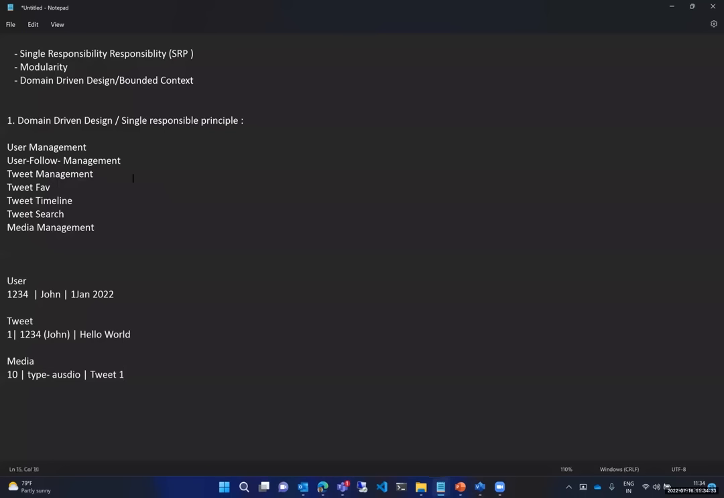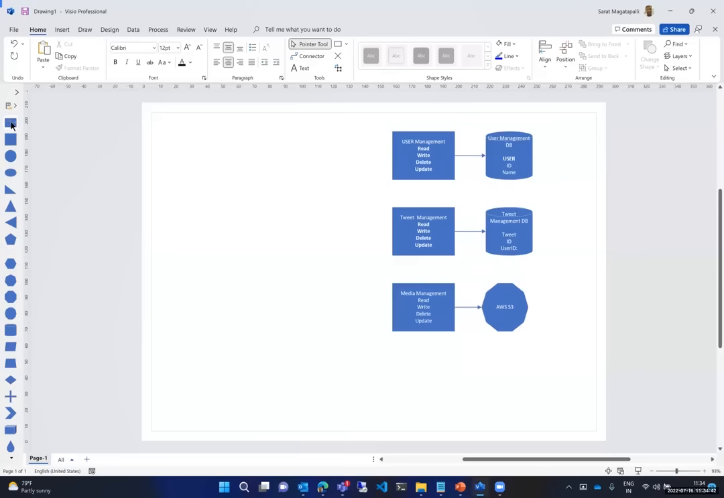Sure. What we have talked about is one more individual module for user follow management, right? So I'll be creating one more module called user follow management, one more JVM or one more instance, where the user follow management service will be there. And that might be stored in an altogether separate database.